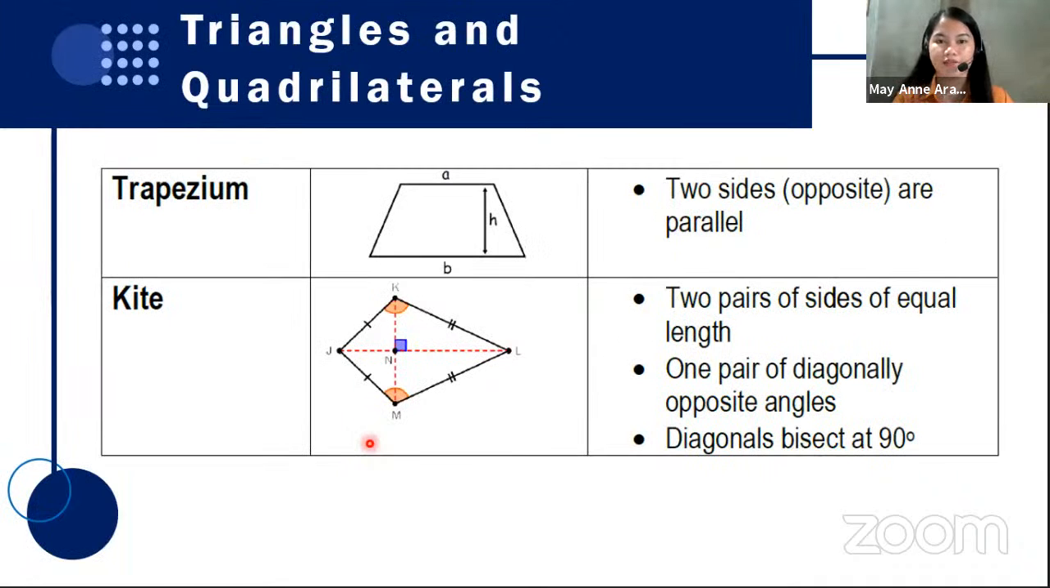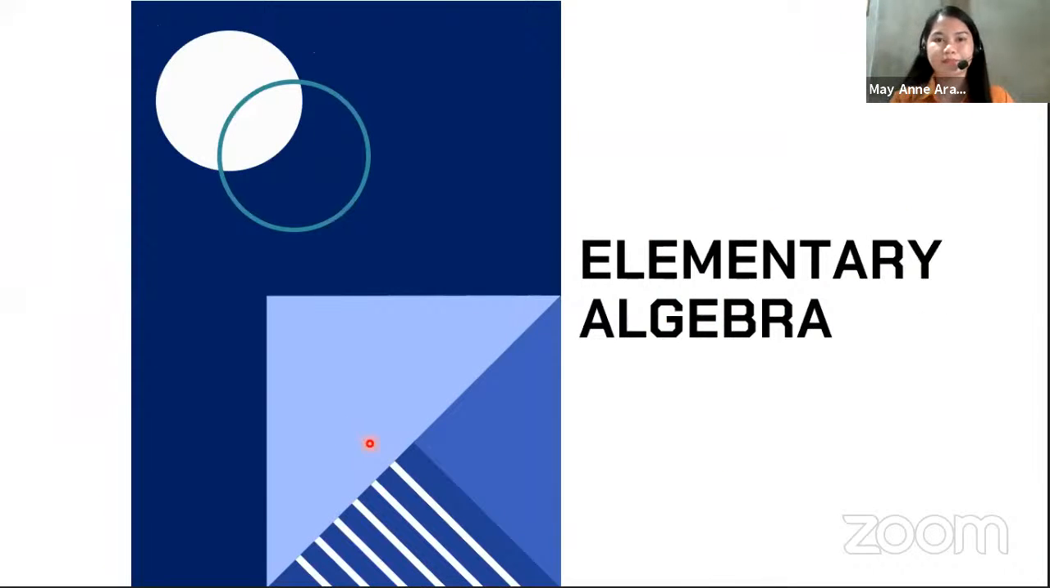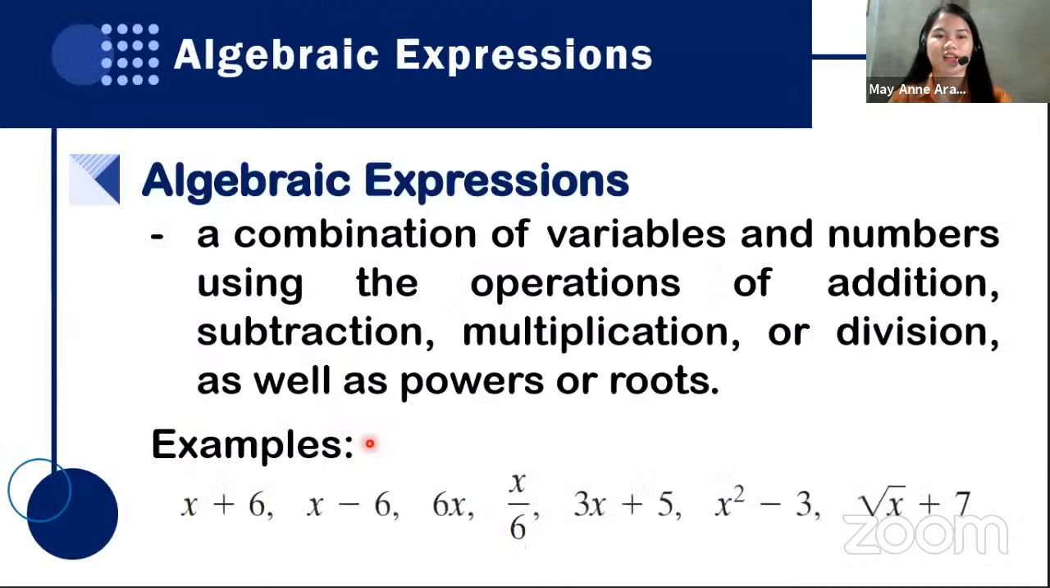Later on we will have the practice test items. Now let us first discuss elementary algebra. Recall your lessons in college algebra. We will begin with the algebraic expression. This is a combination of variables and numbers using the operations of addition, subtraction, multiplication, or division, as well as powers or roots. For example, x plus 6 is an algebraic expression. X minus 6, 6x, x over 6, 3x plus 5, x squared minus 3, and square root of x plus 7 are some algebraic expressions.